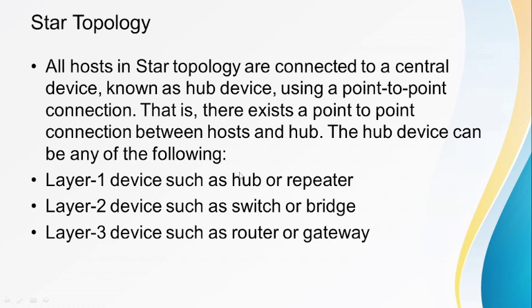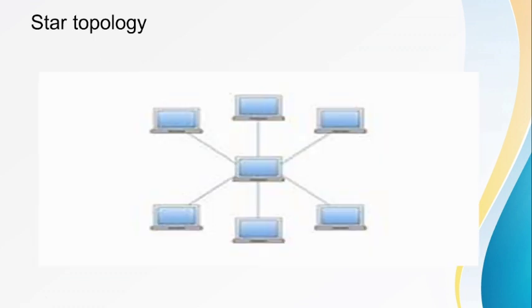Now we have also a star topology, that is, all hosts in a star topology are connected to a central device. This central device is known as a hub, and also these devices are connected to the hub using a point-to-point connection. So let's look at a star topology. So you can see this is the central hub, and these are hosts. We have 6 hosts here and a central hub. So they are connected on a point-to-point to the hub, as you can see. That's a star topology.